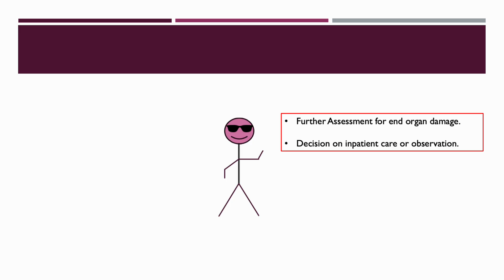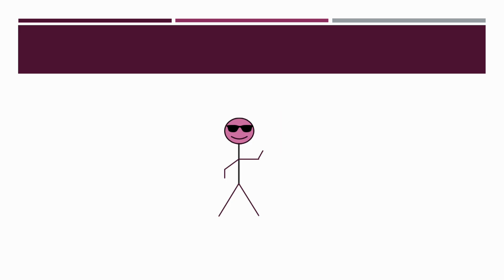So for severe hypertension, we should immediately start assessment for evidence of end organ damage. And we should take a decision on whether to treat the patient as an inpatient or consider the patient for observation. This we will be discussing in a separate video.